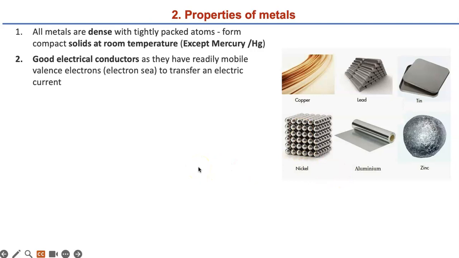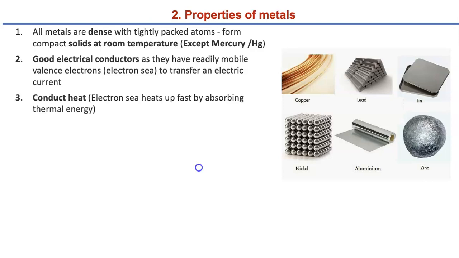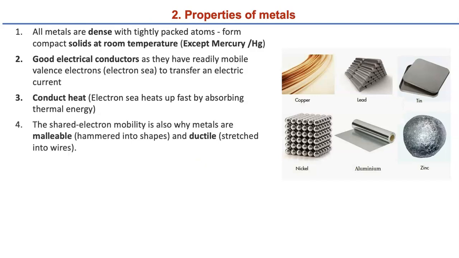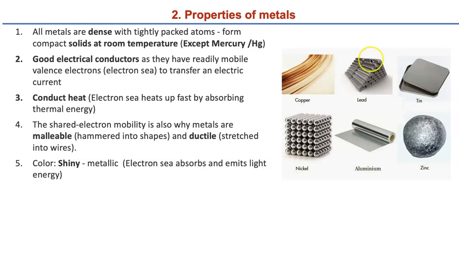These are good electrical conductors as they have readily mobile valence electrons in the electron sea, and these can be transferred in the electric current. They conduct heat very easily because the electron sea heats up very fast by absorbing thermal energy. The electrons' mobility is why metals are malleable, meaning you can hammer them into shape, or ductile, which means stretched into wires. The shiny color of metallic elements, they're all shiny, maybe except for this guy, is because the electron sea easily absorbs light and emits light energy.